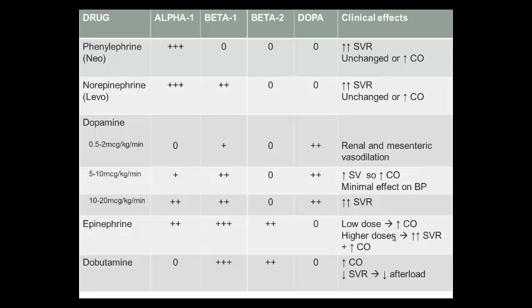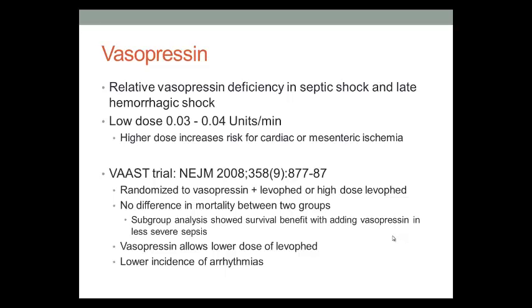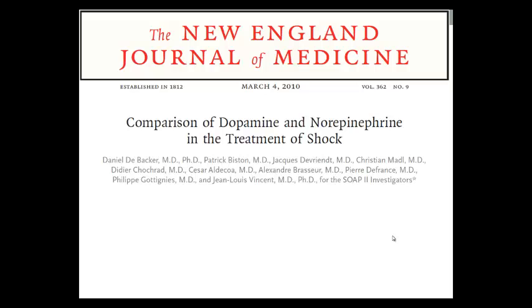You guys know all these, right? The pressors. So I'll just go through that. These are just the big studies from the critical care literature, right? This is the VAST trial looking at vasopressin plus Levophed versus just high-dose Levophed. No difference in mortality between the two groups, but vasopressin allows lower doses of Levophed and therefore lower incidence of arrhythmia. That's why we used it.